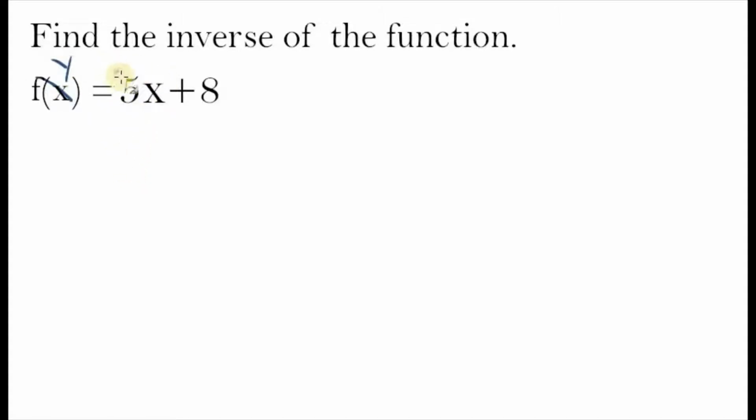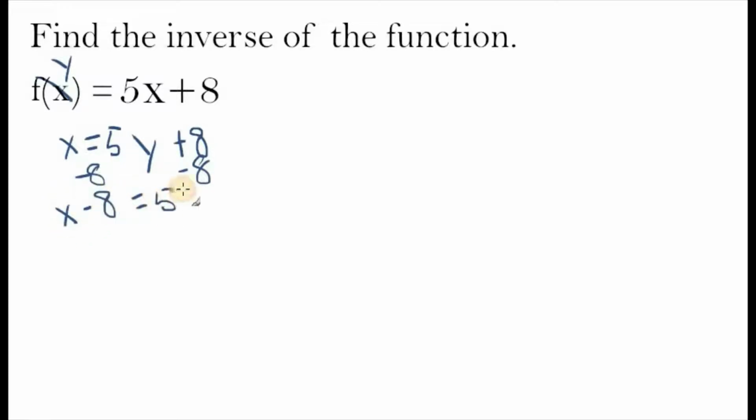And now all we have to do to find the inverse is switch where the y and x are. So instead we're going to put x is equal to 5y plus 8. And now all we have to do is solve for y. So subtract 8 on both sides. x minus 8 is equal to 5y.